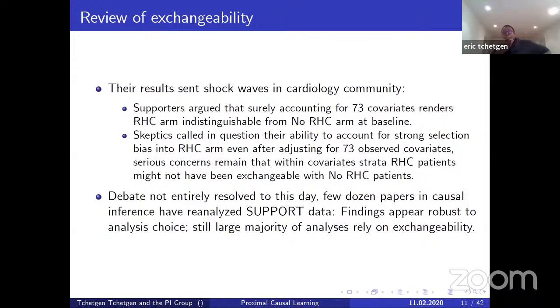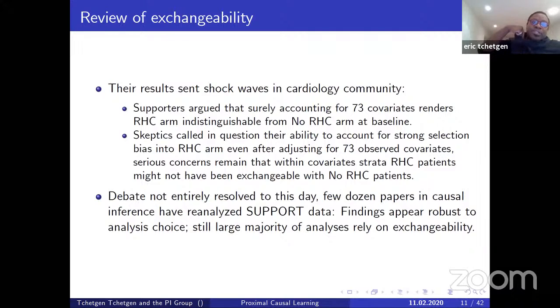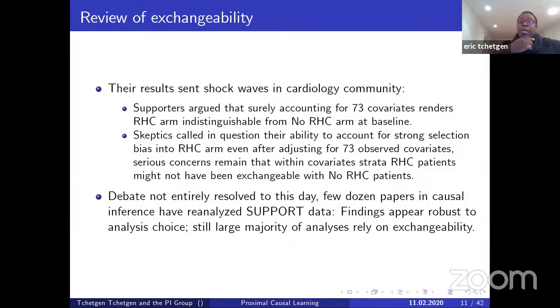Interestingly, the debate was never really entirely resolved to this day. Quite a few papers in causal inference have reanalyzed the SUPPORT data, and the findings appear robust to the choice of analysis. But I should say still, the large majority of analyses rely on exchangeability. It's like a new way of adjusting for covariates. They throw the algorithm at the data, and then they get an answer, and it consistently shows a harmful effect, no matter how you adjust for covariates.